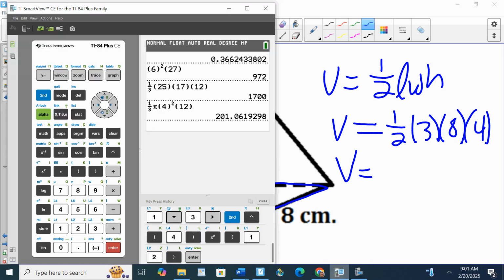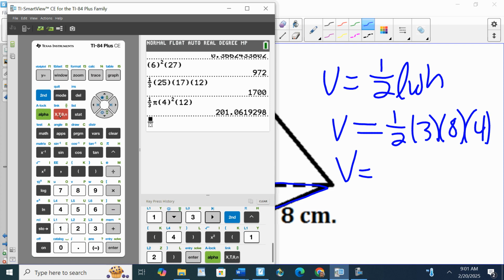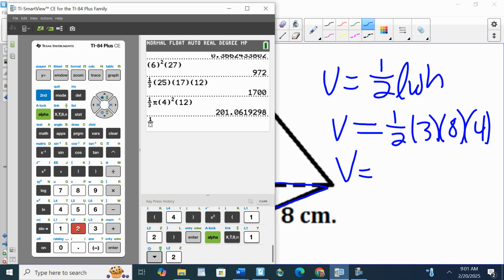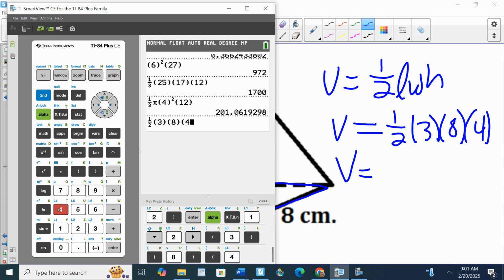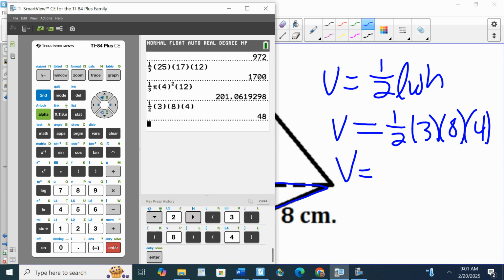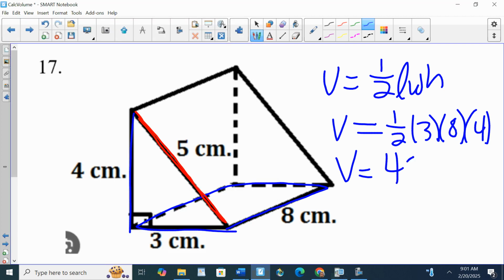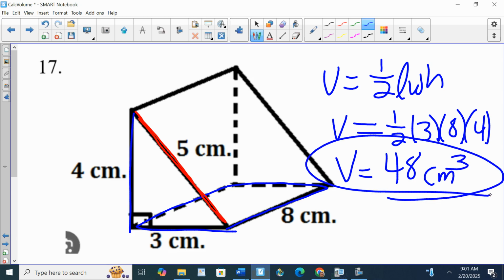1/2, 3, 8, 4, 1/2, 3 times 8 times 4 is 48 cubic centimeters. So for a triangular prism, I would think of the length and width as the length and width of the rectangle, and the height is going straight up from the rectangle. The slant height is not involved in the volume formula.